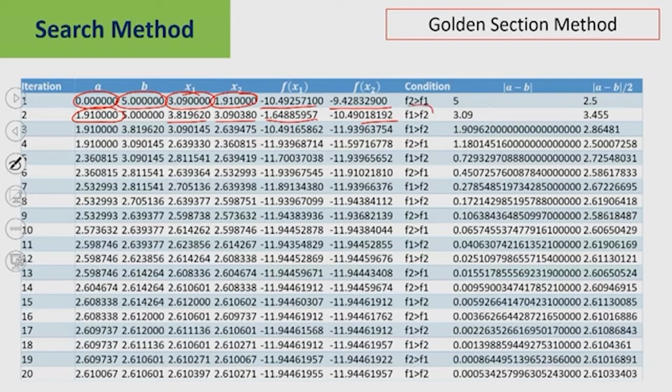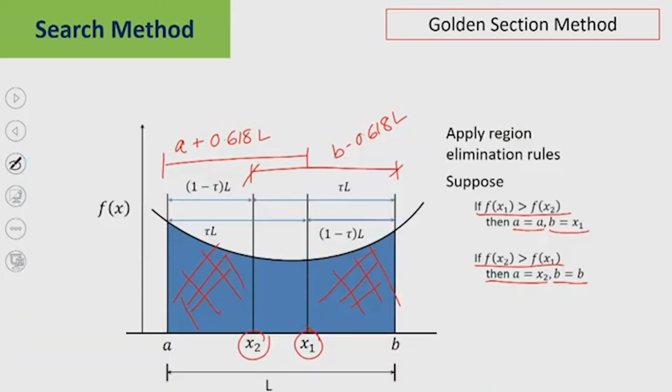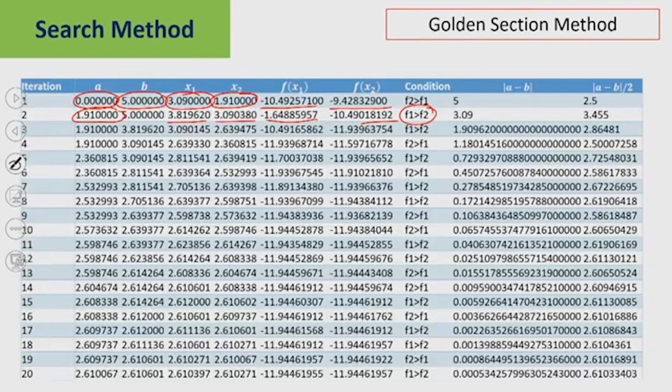in this case the first condition is true. What is the first condition? First condition is f of x1 is greater than f of x2. So, in that case A equal to A and B equal to x1. So, A will not change now, A equal to A, but B will be equal to x1.